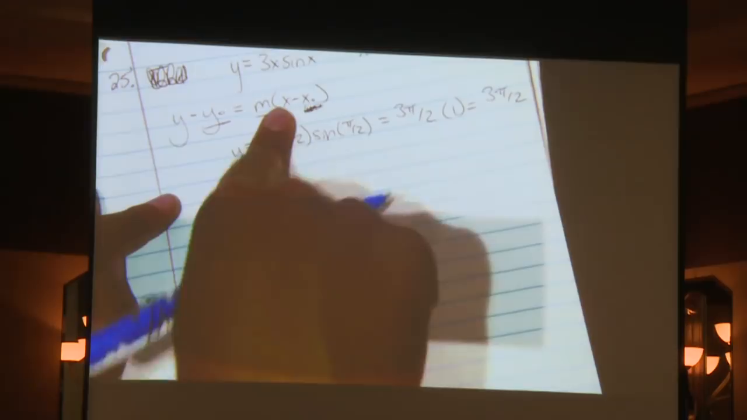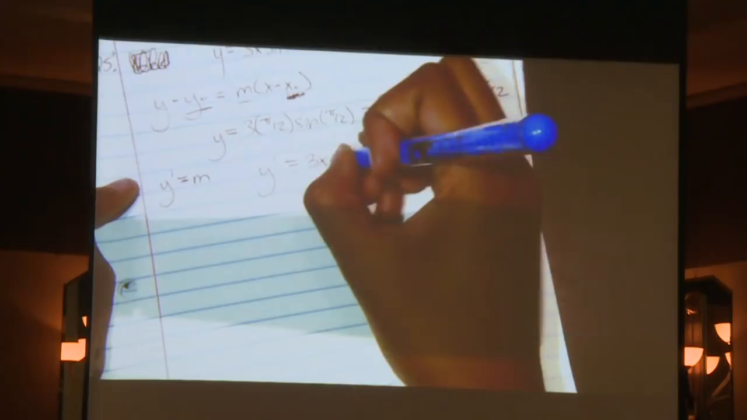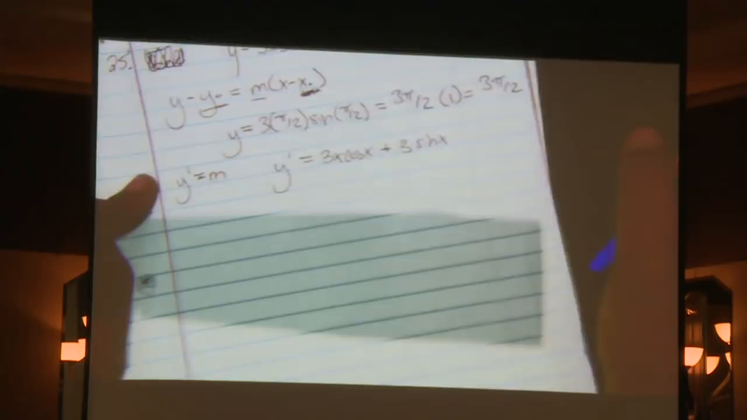Now, we know that the slope of a curve is the derivative of the function. So my y prime is equal to my slope. So now I just have to find my y prime. And that's going to give me 3x times cosine of x plus 3 times sine of x. Clear? Any questions?